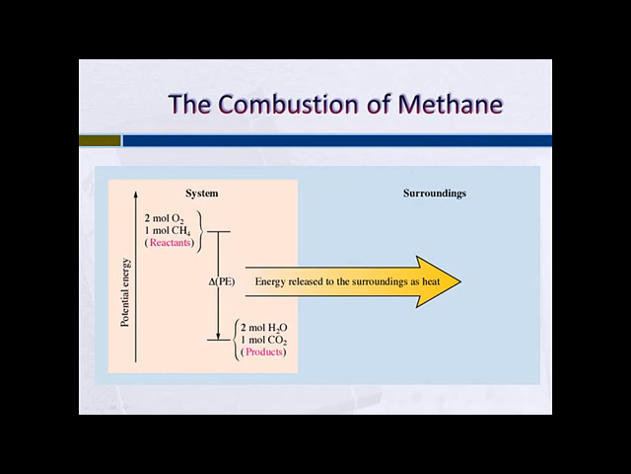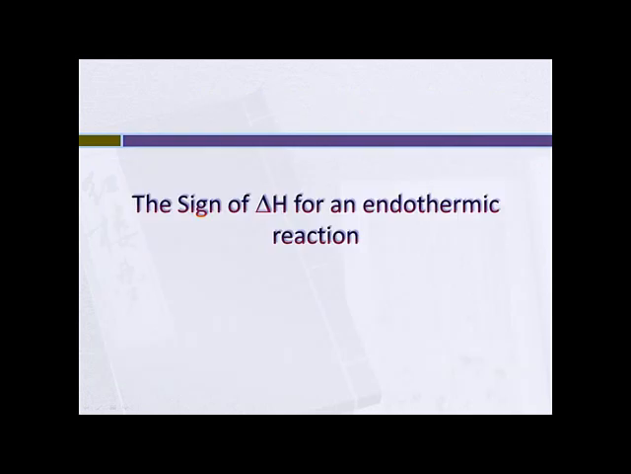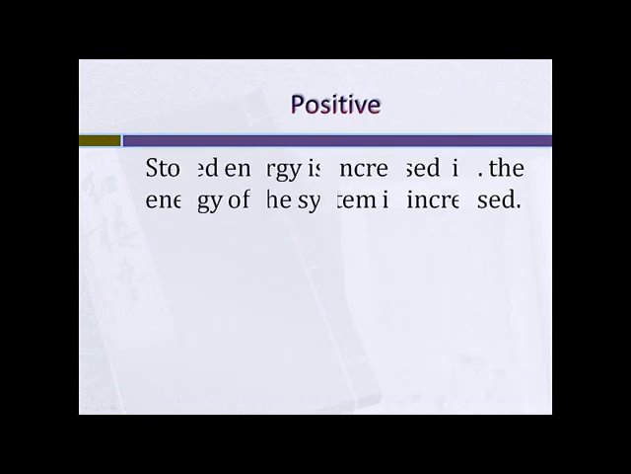Look at the combustion of methane. Here, the system is composed of reactants and products, and that delta PE for a mole of methane reacting is in fact the difference of 890 kilojoules. And that energy is released to the surroundings as heat, and that's why we use methane as the burner in the lab. For an endothermic reaction, it's reverse.